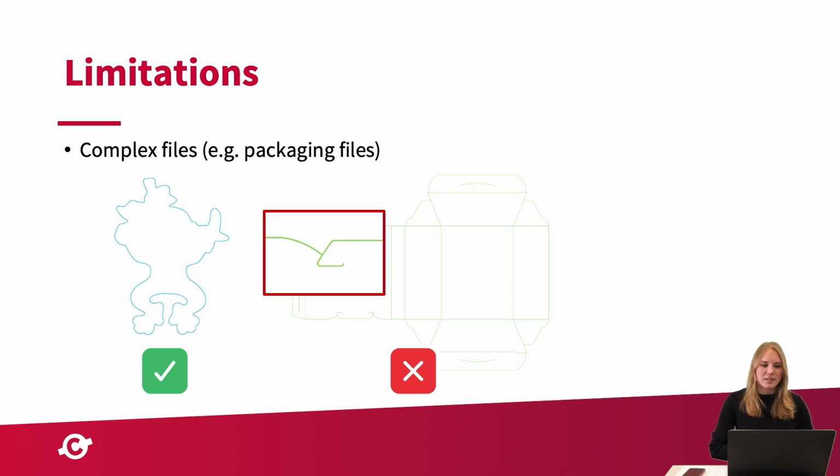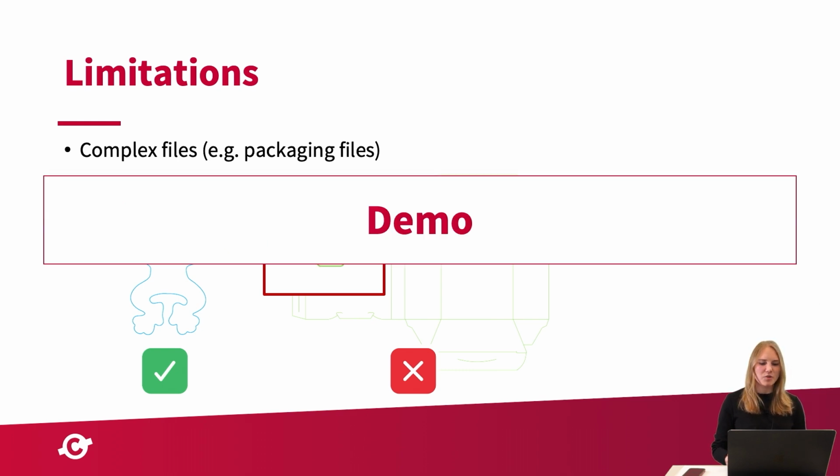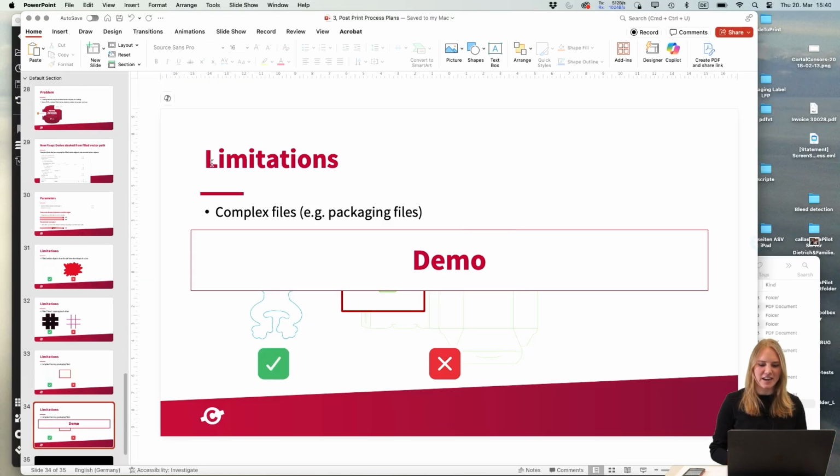And the third limitation is if you have pretty complex files, like these detailed packaging files, for example, where you have cuts and stuff like that, the fix-up will also not 100% work. But as a positive example here on the left, of course, if my shape just has a complex shape, then that works with the fix-up. So enough of the limitations. Let me show you also this fix-up in action.